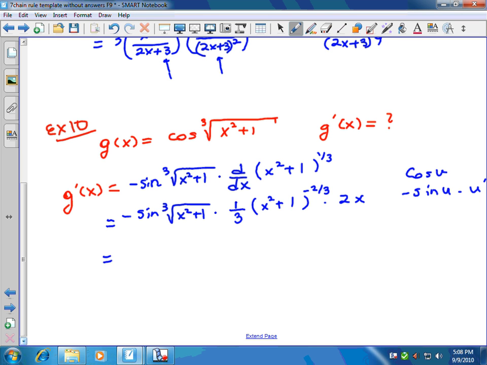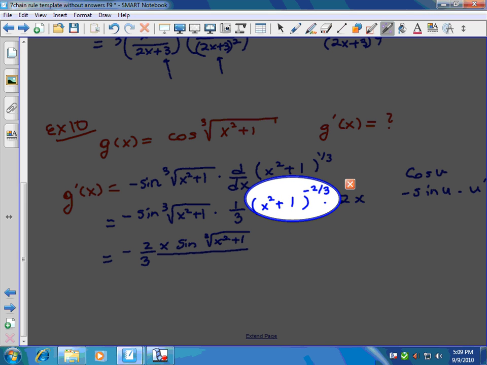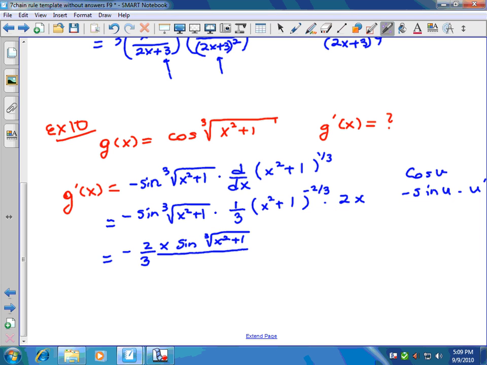So now I'm going to combine my constants. So we have negative 2/3. There's an x in the numerator, also a sine of cube root of x squared plus 1. And what is left in the denominator? In the previous line, we had a negative exponent, right? So that is the only thing that we will have in the denominator. That will be brought down as a positive exponent of 2/3. So we're going to have x squared plus 1 quantity to the power of 2/3.